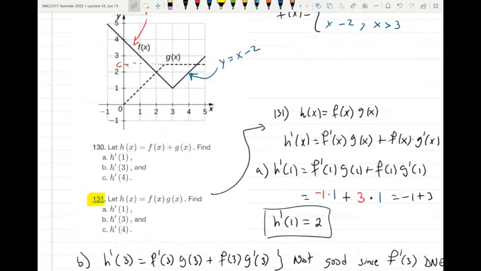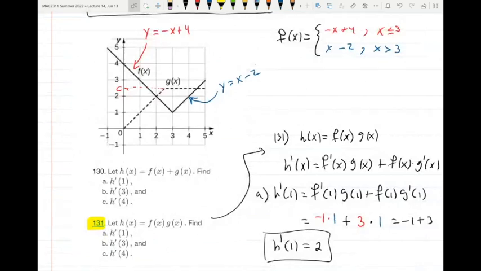Let's see. Problem 130 is super easy, so do it out loud. Tell me, what's the answer for A, for 130? So that will be f prime of 1 plus g prime of 1, right? Derivative of f at 1 plus derivative of g at 1. What's the derivative of f at 1? Negative 1. Derivative of g at 1? 1. So the answer is 0 for the first one. Yes? So do that quick.